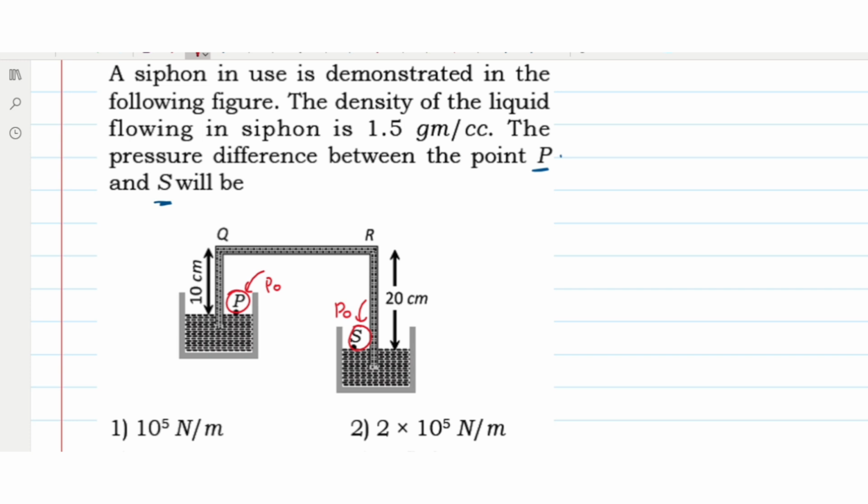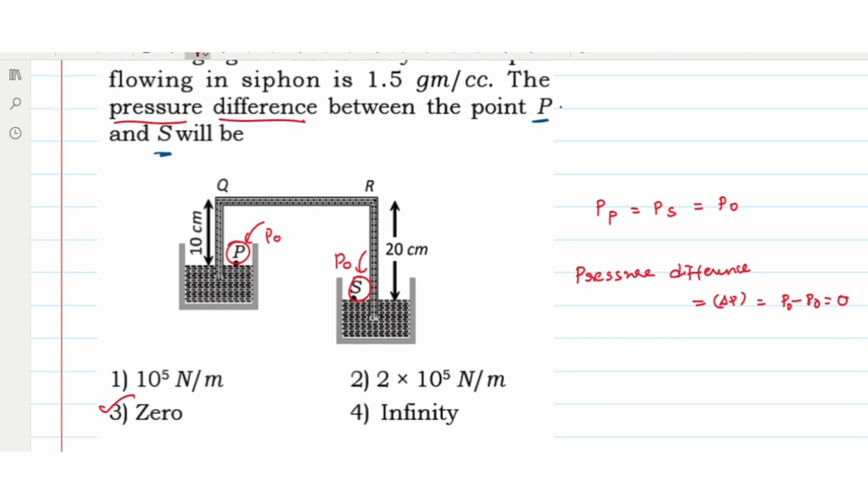So the question is the pressure difference between the points P and S. The pressure at the point P and the pressure at the point S, both will be influenced by the atmospheric pressure P naught. So the pressure difference delta P is P naught minus P naught, which we can take as 0. So 3 is the correct answer.